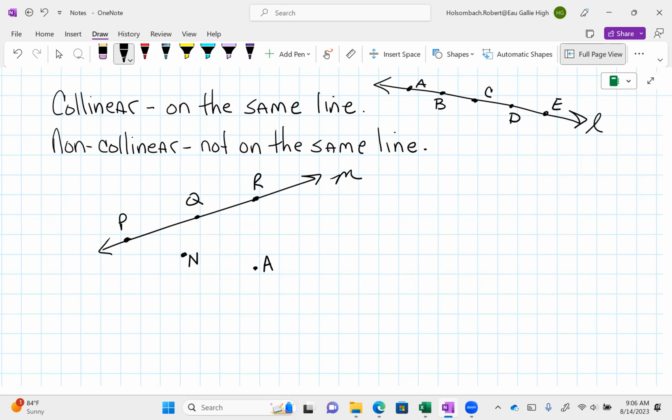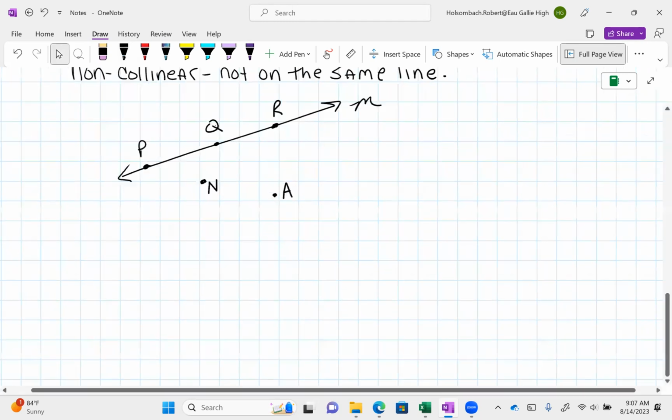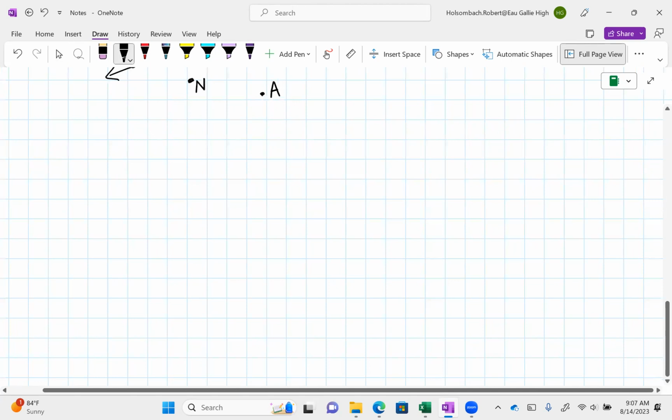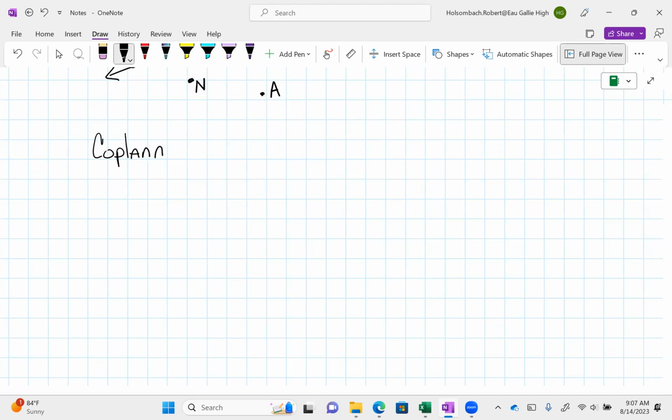Are points P, N, and Q collinear? No, because they're not on the same line, are they? What about Q, R, and A? Are they collinear? No, those are non-collinear points. Everybody all right with that? Collinear, non-collinear. The same works for coplanar points.